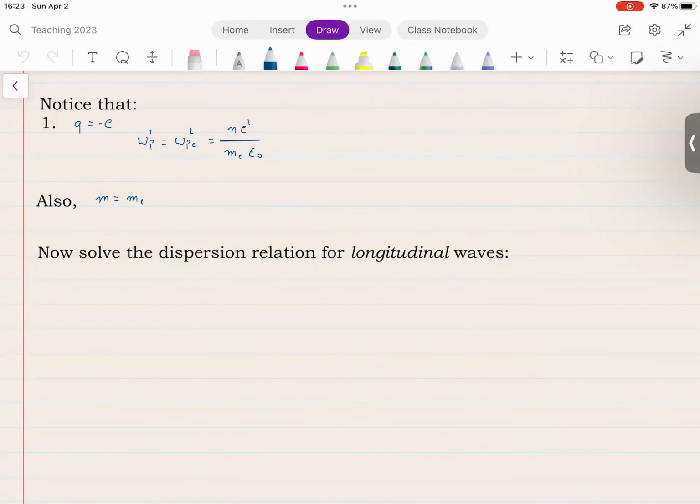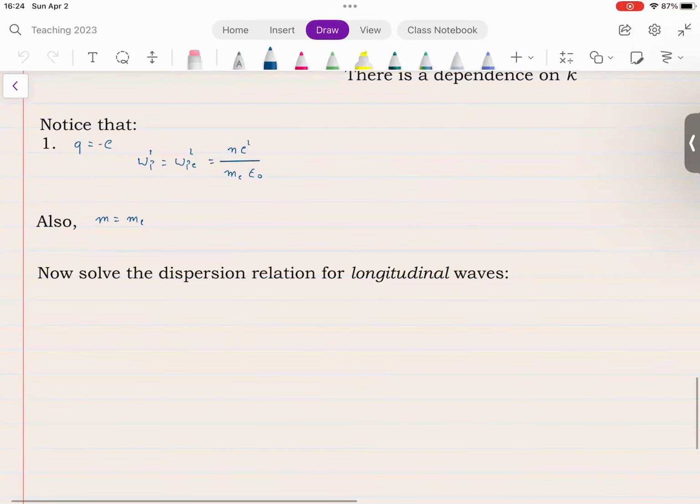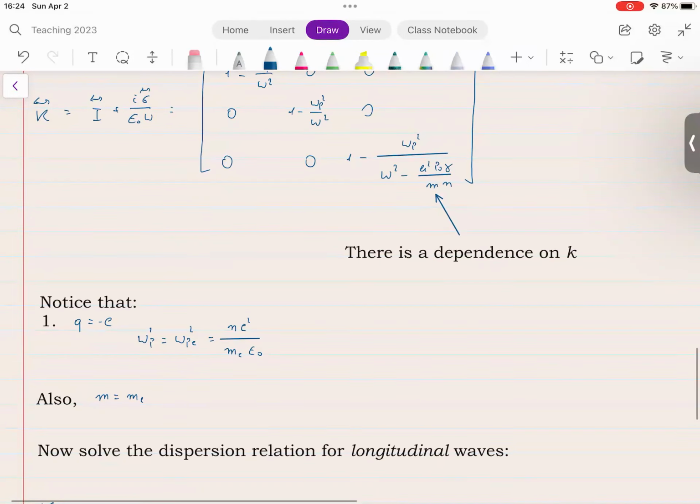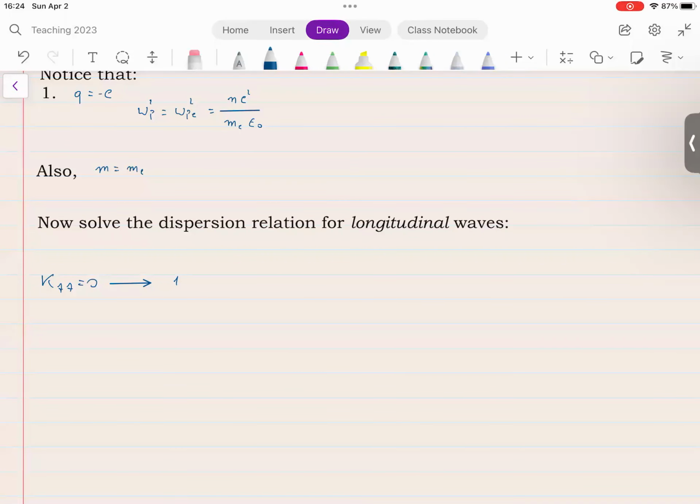because what we have to do is set K_zz equal to 0. No, capital K. Or just copying from up here, 1 minus all the stuff equal to 0. Minus omega plasma square divided by omega square minus K square P0 gamma over M n equals 0.